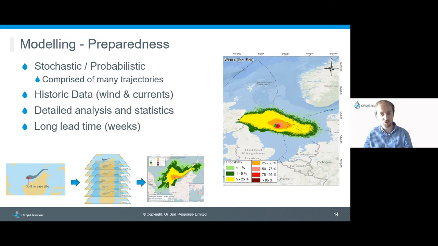combined together, and then this is showing us the probability that any one area could be impacted by that spill.